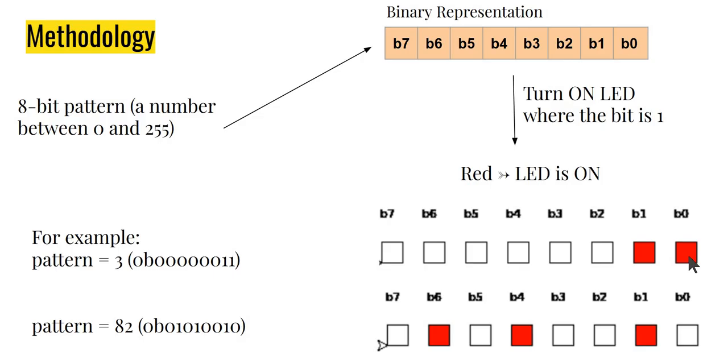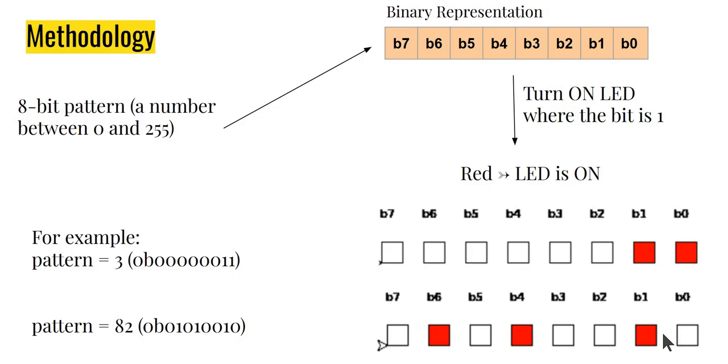Now, the next task is to be able to specify a pattern, for example, 0 to 255, any number, figure out what the binary representation is, and accordingly turn on the LEDs. For example, for 3, these two LEDs turn on because that's 00000011, and likewise for 82, these 3 LEDs turn on.